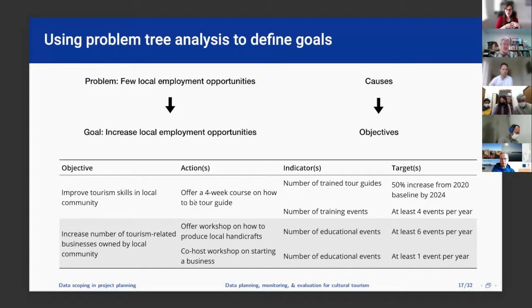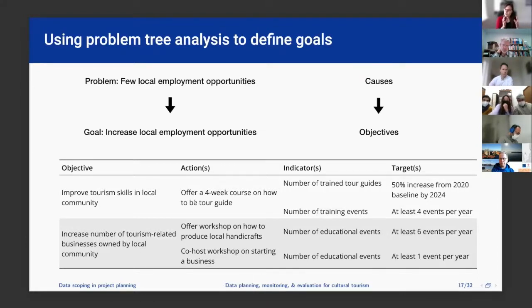When we're thinking about increasing the number of tourism related businesses, we can offer workshops on how to produce local handicrafts, so we can train locals in producing that. We can get more people actually producing local products. We can also maybe offer workshops, education for tourists, for example. So it's not just about training the locals, but it's also getting tourists involved and helping them understand the value of these local handicrafts. We can also maybe work in combination with other partners, co-hosting workshops on starting a business.